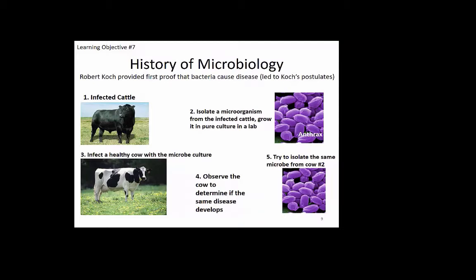Pure culture would mean that only one microorganism were growing in the sample and not multiple microorganisms, which was very important for establishing a link between the single microorganism and the disease. Step 3 would be to infect a healthy organism with the microbe culture. Step 4 would be to observe the organism to see if the same disease develops. And then step 5 would be to try to isolate the same microbe from the infected organism if the same disease symptoms do develop. Koch was very important in understanding disease causation and using Koch's postulates to do that.